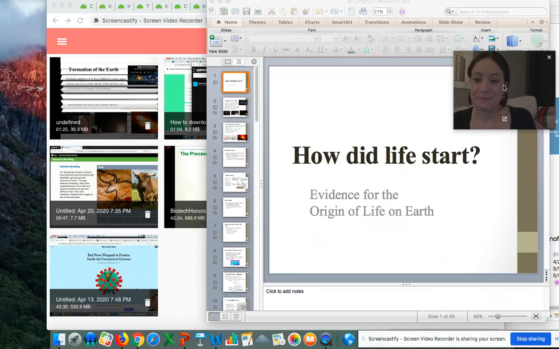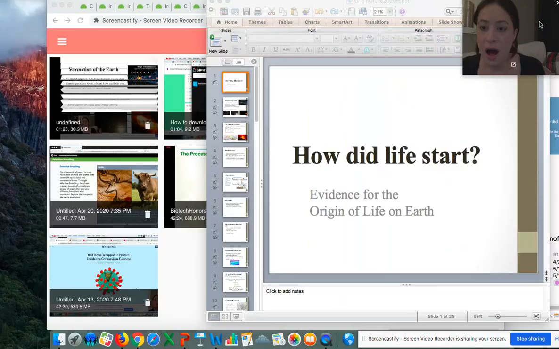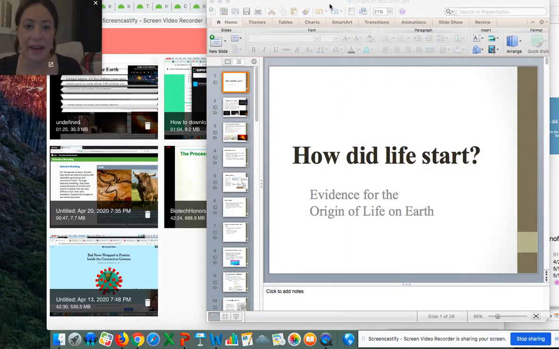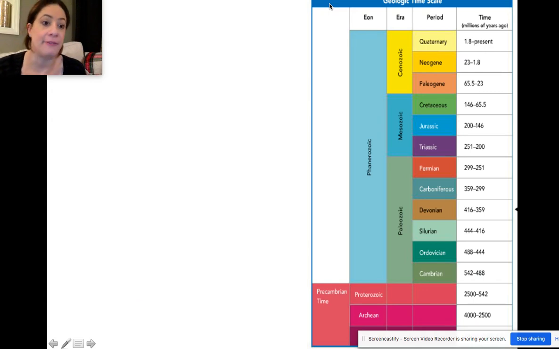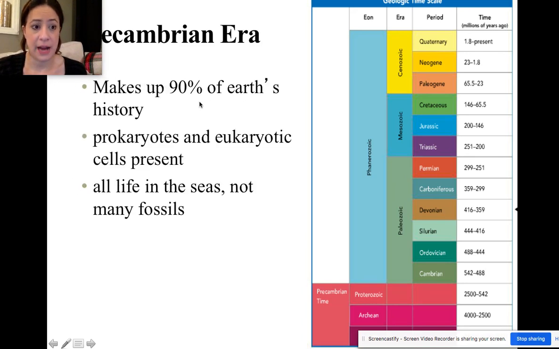So we've been talking about the first cells and the timeline of life on Earth. As we go forward, what we'll be getting into is evidence for evolution. We'll be talking about how we can date fossils. We'll be talking about mass extinctions. So what I want to show you is this timeline of history for life on Earth.